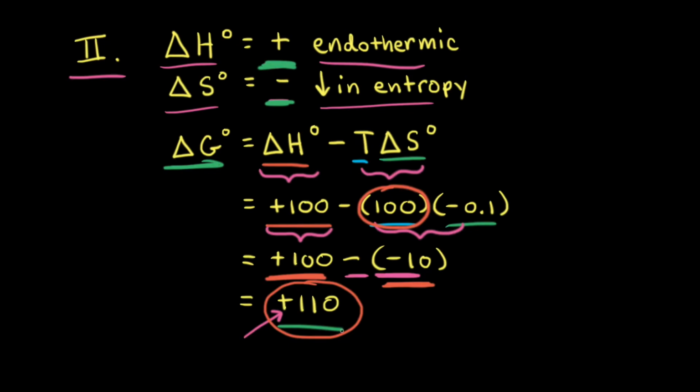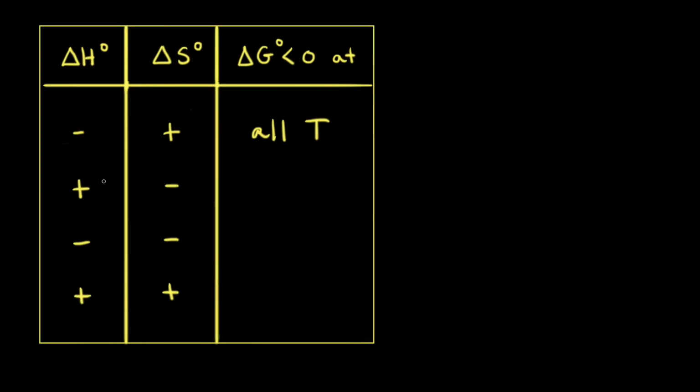So whenever delta H naught is positive and delta S naught is negative, delta G naught will be positive no matter what the temperature. So going back to our chart, when delta H naught is positive, that was not favorable, and when delta S naught was negative, that was also not favorable. So it doesn't matter what the temperature is, delta G naught will not be less than 0. Therefore, on our chart here, we can write in at no temperature will delta G naught be less than 0.